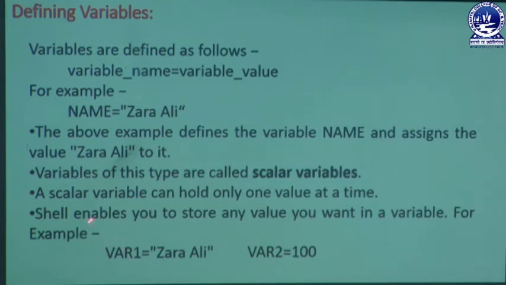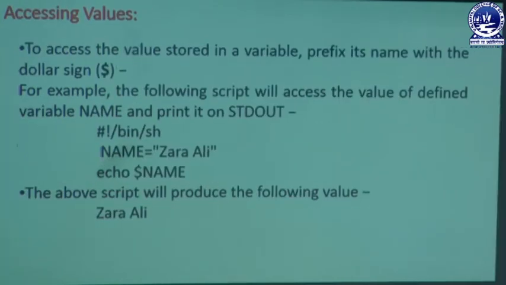But this is known as a scalar type variable. A scalar type of variable can only contain a single type of constants in it. So in this way we can create that variable structure, and according to that structure we may manipulate it. In the next slide we are going to discuss how to access values in the Unix operating system.